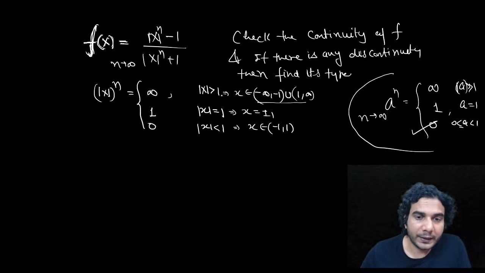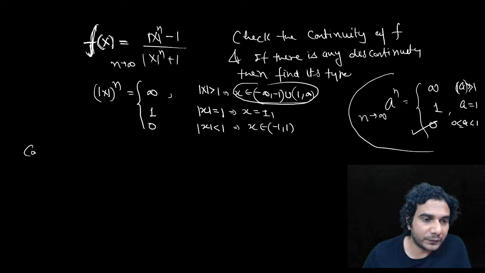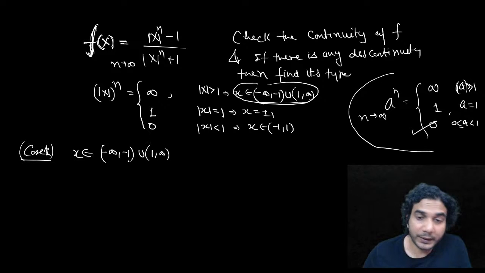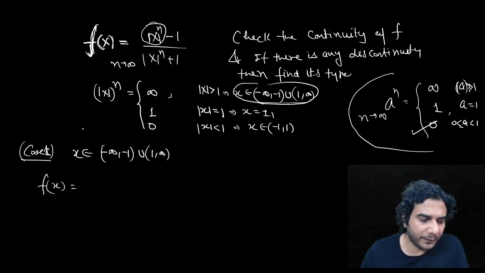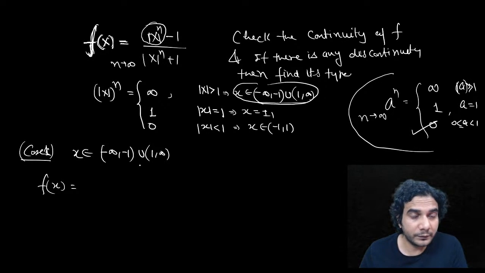So first let's solve in this interval. Case 1: when x belongs to minus infinity to minus 1, union 1 to infinity. In this interval, f(x) is, now this term is approaching infinity. We know that this term is approaching infinity. So it is infinity by infinity form. Because it is infinity by infinity form, we need to take infinity common. We did that in the limits.